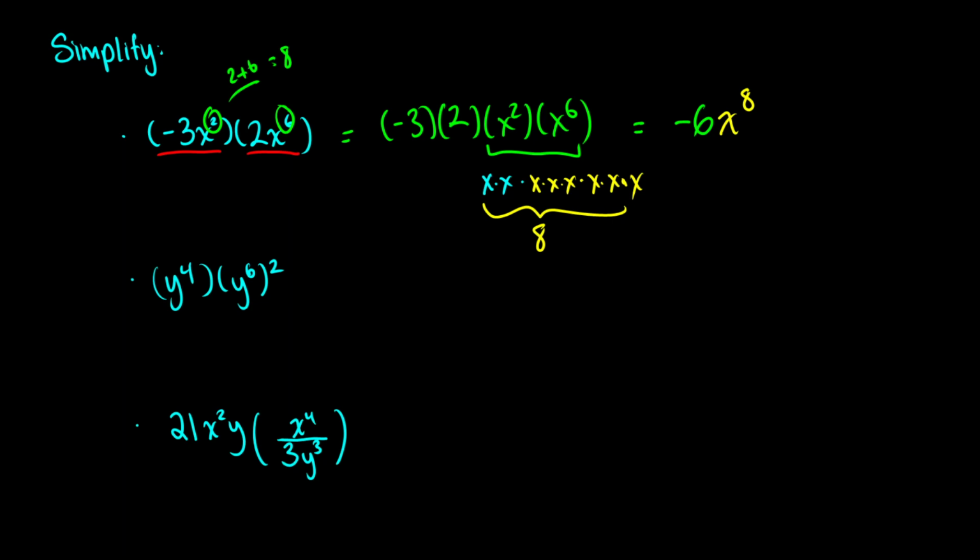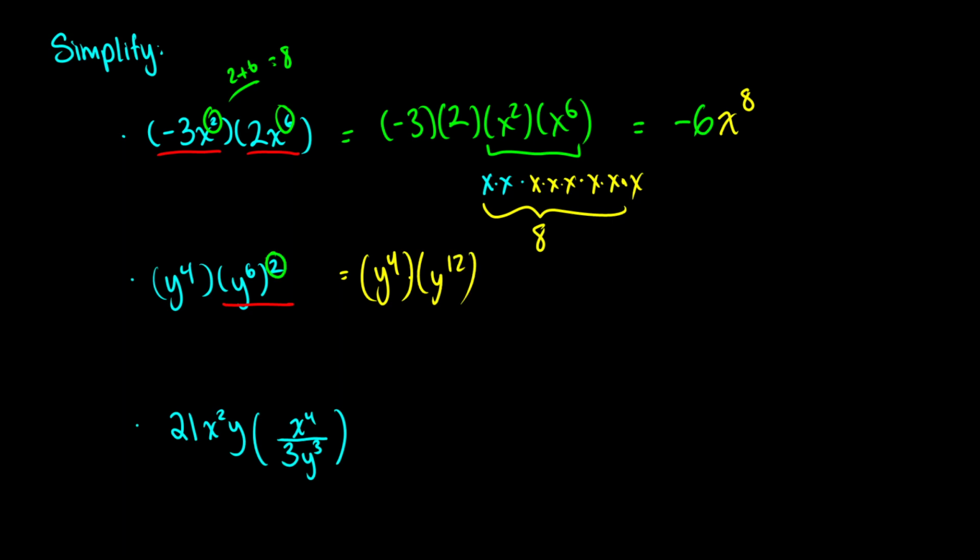Okay, this example, y to the 4 times y to the 6 squared. So what this means is that it's doing y to the 6 times y to the 6, so it's doing it twice. So I'm going to simplify this a little bit first. We're going to have y to the 4 times, okay, well, what's y to the 6 squared? So y times y times y times y times y times y, and do that again. So we end up with 12 y's being multiplied by itself.